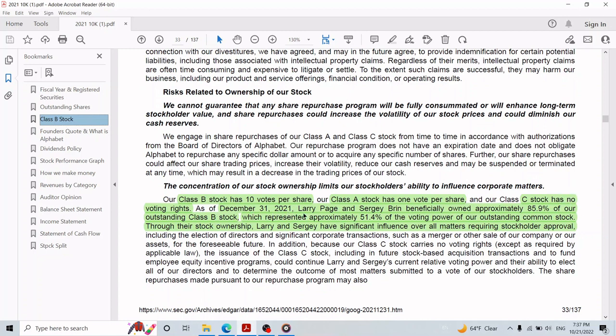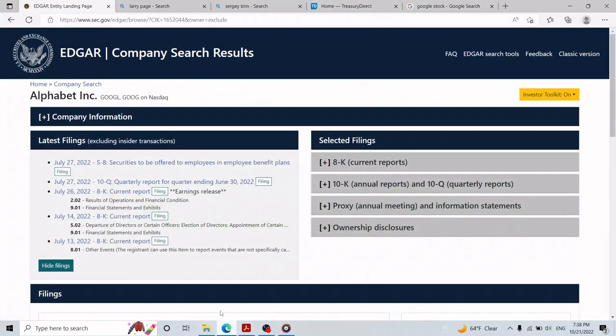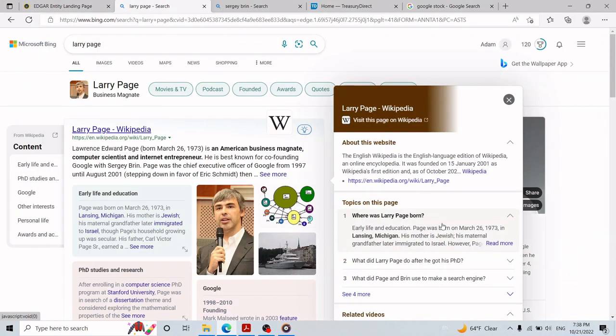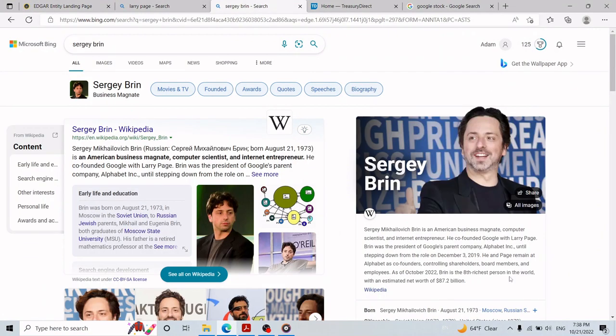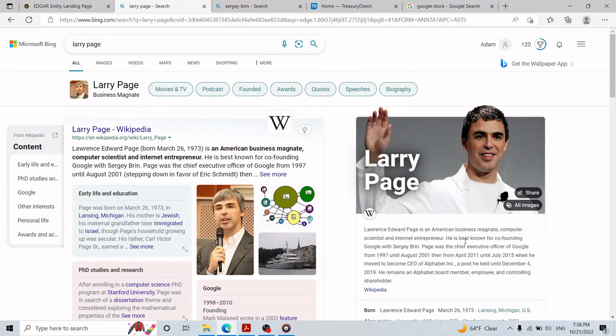As of the end of 2021, Larry Page and Sergey Brin have almost 86% of the Class B stock and about 51% of the voting power. So that can tell you that they have significant influence over the company's decisions and long-term growth, like for example, the dividend policy, hiring CEOs, or which direction for future growth. Larry Page and Sergey Brin are the co-founders of Google, and you can tell that after all these years, they don't want to let go of control of the company.